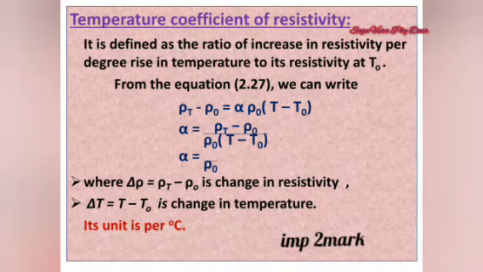Alpha equals change of rho divided by rho naught times change of T, where change of rho equals rho T minus rho naught, the change in resistivity, and change of T equals T minus T naught, the change in temperature. Its unit is per degree Celsius.